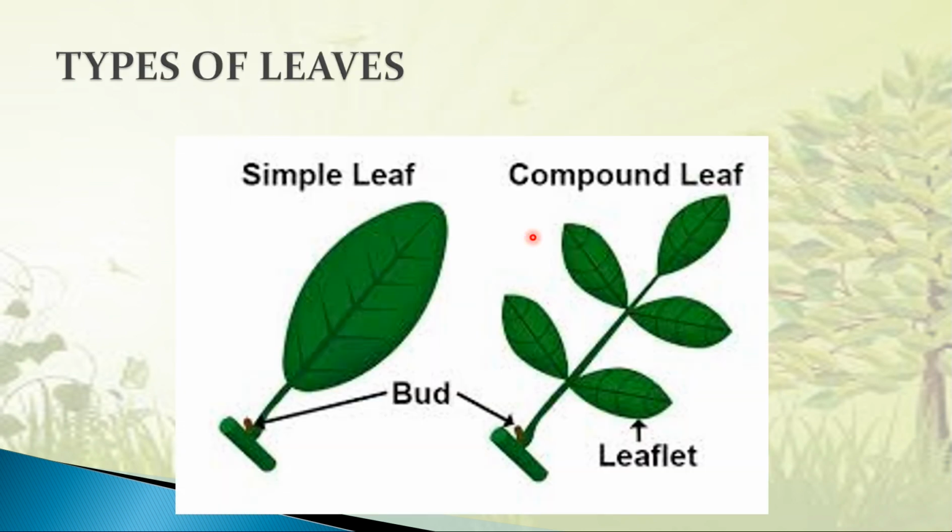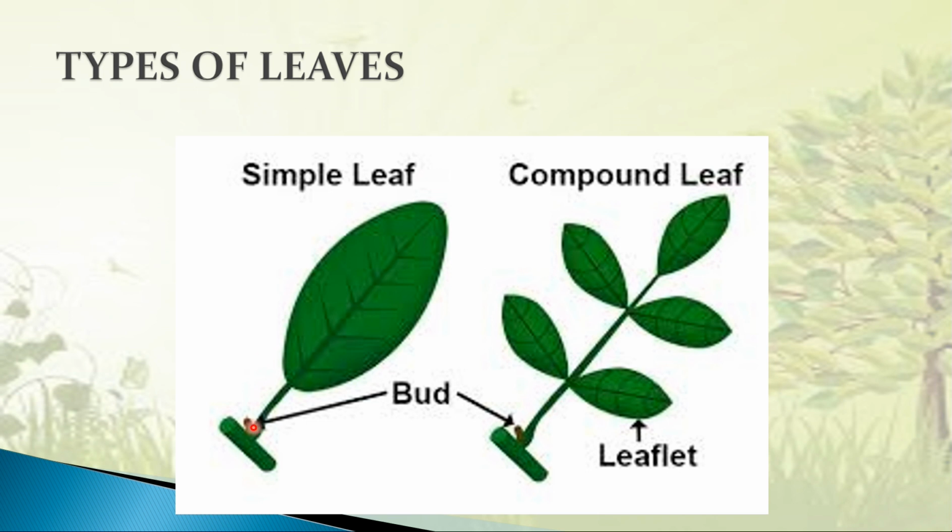Now, types of leaves. There are two main types of leaves. The first one is the simple leaf. The second one is the compound leaf. A simple leaf has a single leaf plate, and its lamina is undivided. But in a compound leaf, there are separate leaflets. Each leaflet does not have an axillary bud.